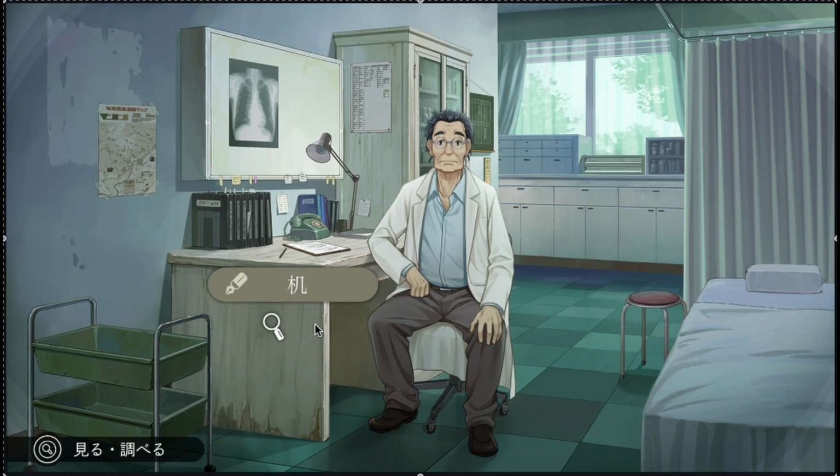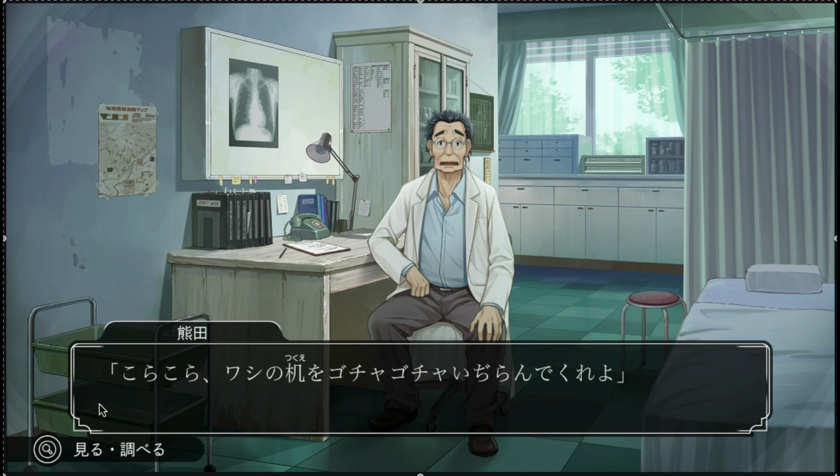This is kanji for tsukue, which means desk. ほらほら、わしの机をごちゃごちゃいじらんでくれよ。 So gocha gocha is messy, chaotic. Ijiran. So ijirande, that sounds like a negative. So ijira. So maybe ijiru. Touch, play with. Okay. So don't make a mess of my desk, I guess, is what he's saying.